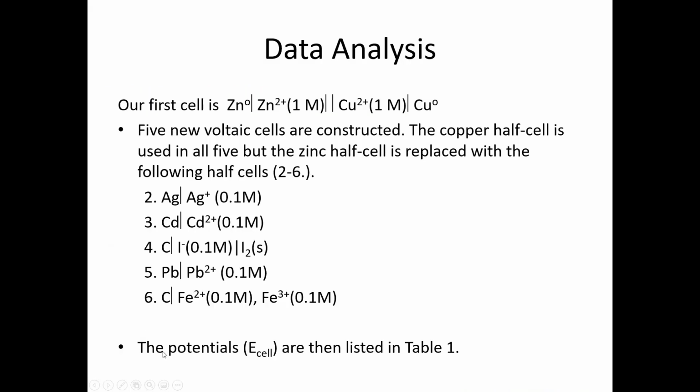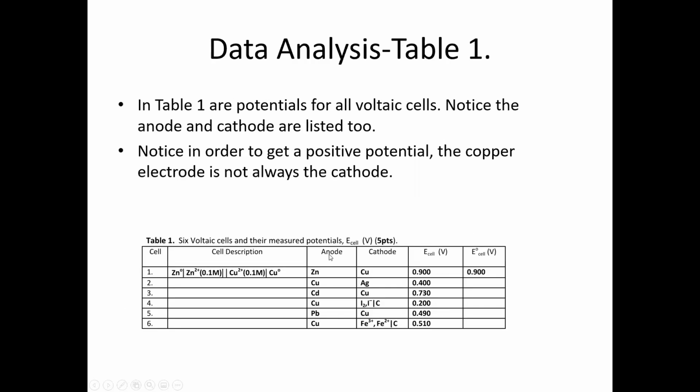We measure the potentials for all 6 cells, and their values are listed in Table 1. That's Table 1 in the lab report template. All the cell potentials are measured here. In Table 1, you are going to calculate the standard cell potential. And remember, by convention, the cell potential is always positive. So the copper electrode is not always the cathode.